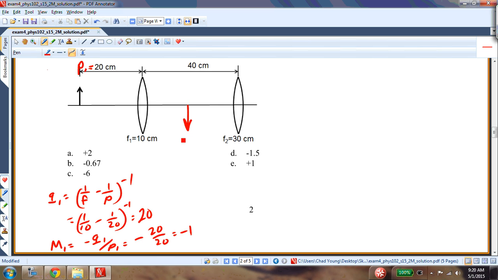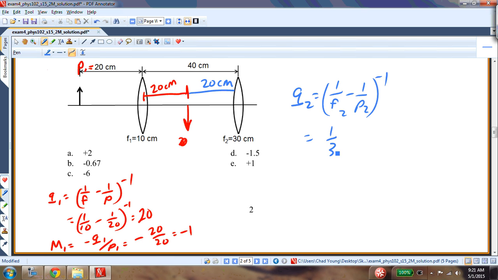So my first image is going to be 20 centimeters, right here, where this distance is 20 centimeters. And then my second one, P2, will be 20 centimeters, so I can find Q2: one over 30 minus 1 over 20, to the negative 1. Now look here, my focal length is right here. So this object for this lens is inside the focal point, so my Q2 is going to be negative.